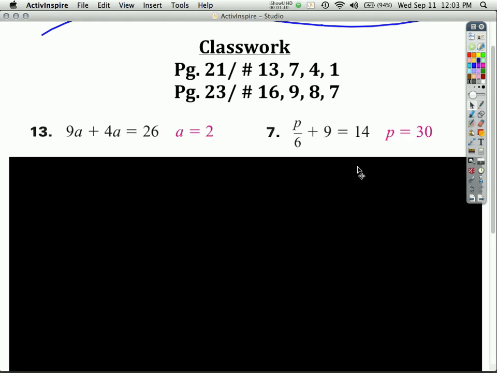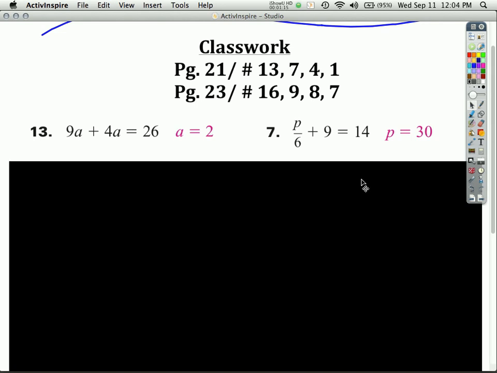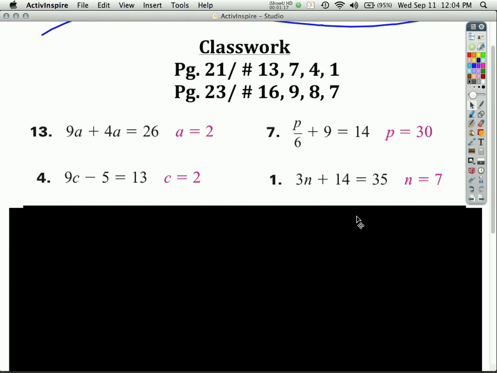Number 13, A was 2. Number 7, P is 30. Number 4, C is 2. And number 1, N is 7. My expectation is that over the next couple of days, you are incredibly comfortable with solving equations like this. That's my expectation. We're talking master level, okay? The rest is a little more challenging, and it might take you a little bit longer.